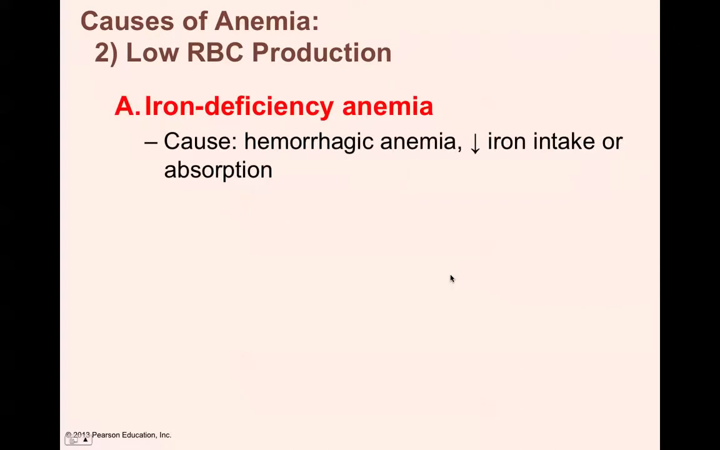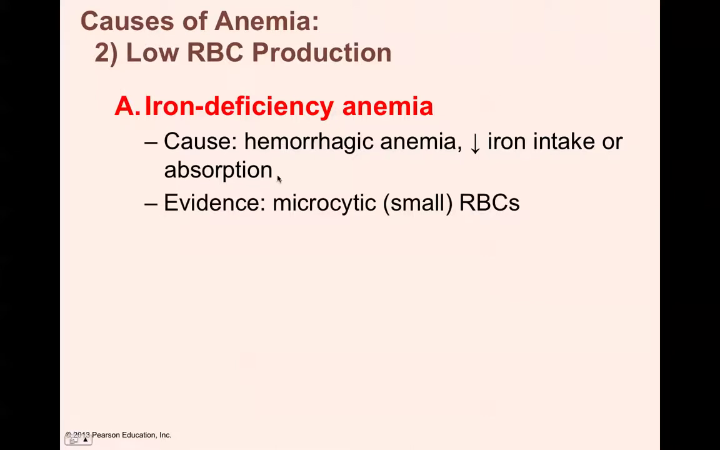Another way that a person could become anemic is with low red blood cell production. Iron deficiency. If you're not getting enough iron or absorbing enough iron in the diet, you can become anemic. Well, actually, if you have some hemorrhagic anemia, you'll also have iron deficiency anemia. So if you have a decreased iron intake or absorption. I'm not sure why hemorrhagic anemia is there.